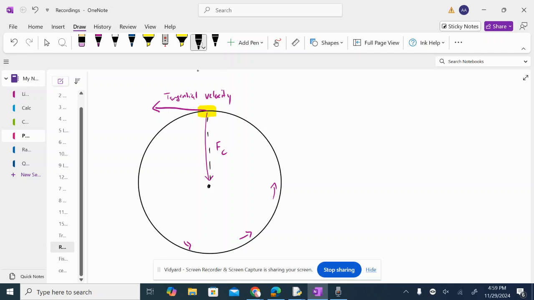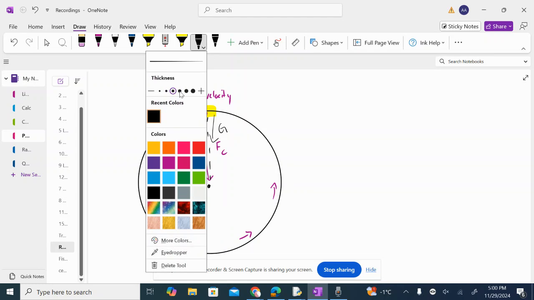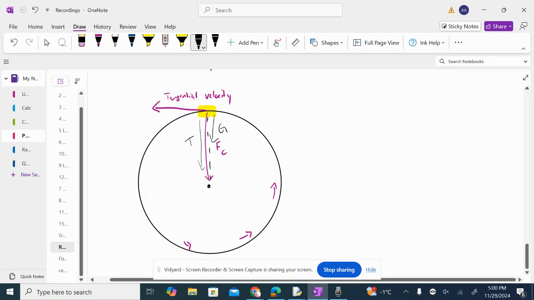Now this exact problem can be replicated with, let's say, a string. So you have a tension force, T. You have gravity. Now, how would I set up this equation? I'm not going to actually solve for any numbers. I'm just going to show you the method for setting up the equation.